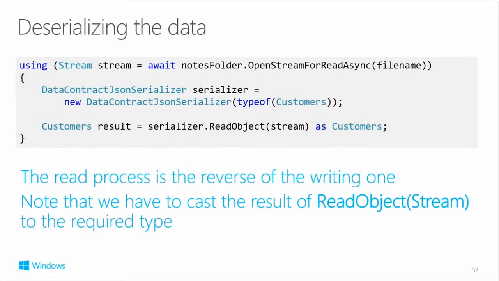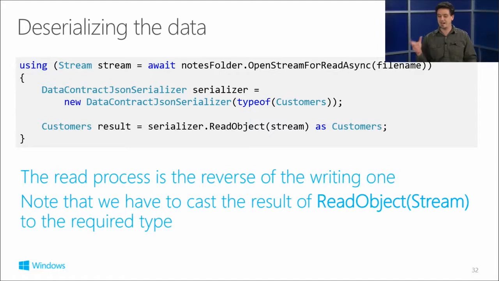Just like that, yeah. So the read process is pretty simple, same sort of thing, where we create a serializer with the certain type that we want to deserialize. And then, as we saw in a previous demo, we need to read that object in and cast it as the type that we want to get back. In this case, we're casting it as the customer's object.